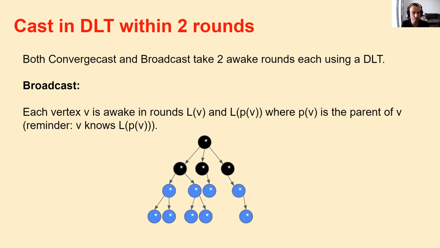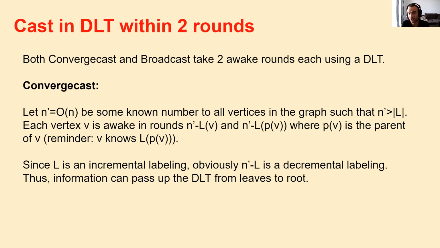And so this is true for any level, and a broadcast indeed takes only 2 awake rounds using the DLT. A convergecast can also be used in the same way. All we need is really a number N-tag, which is larger than the size of the labeling. And just by subtracting the labeling from N-tag, we reverse the order of the labeling, and we can propagate up the tree instead of down the tree. So also convergecast in the same way takes 2 awake rounds.